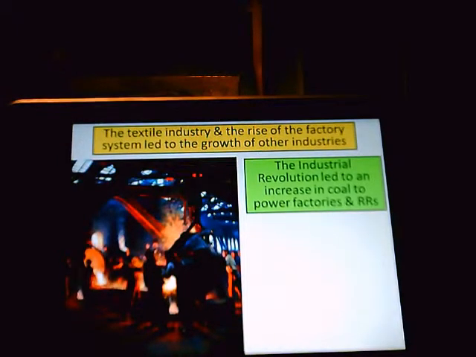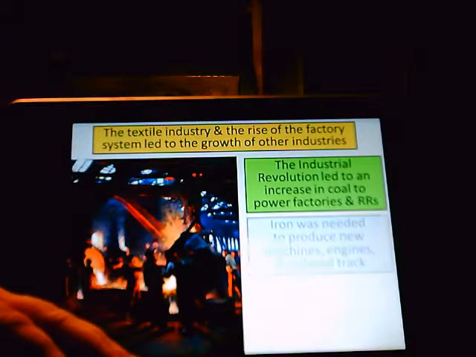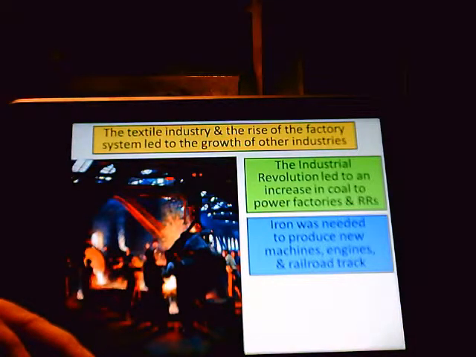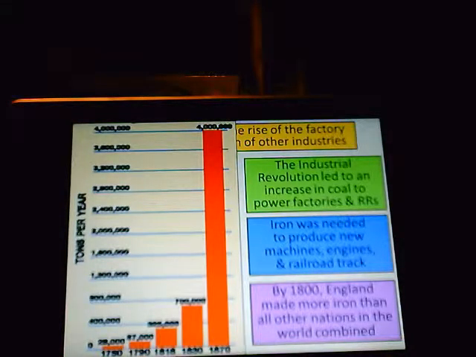The Industrial Revolution obviously led to an increase in coal to power the factories. Iron was needed to produce new machines, engines, and railroad tracks. And by 1800, England made more iron than all other nations in the world combined.